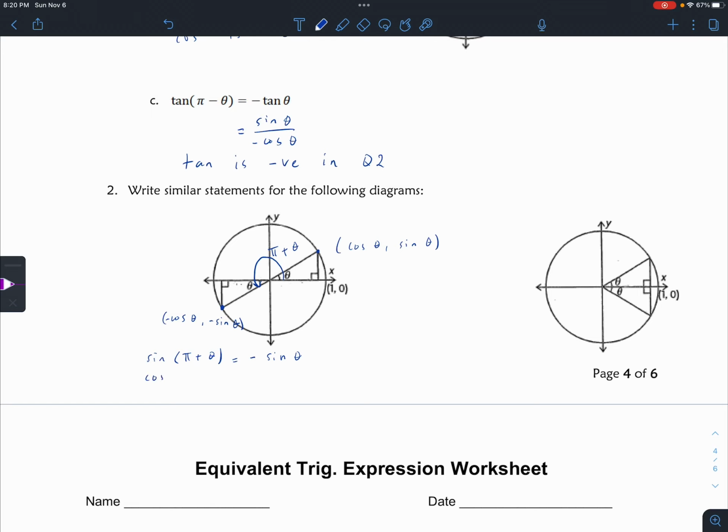Now cosine is going to be fairly similar. So cosine of pi plus theta is going to equal negative cosine theta because cosine is negative in the third quadrant. And then lastly, tangent of pi plus theta is going to be positive tangent theta. And that's because tangent is positive in the third quadrant since both sine and cosine are negative. And tangent theta is equal to sine theta over cosine theta.